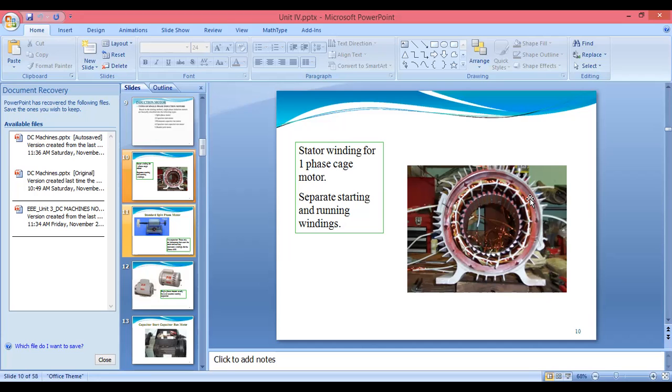In our syllabus, we are supposed to study the construction and working principle of the three-phase induction motor. For that, we are supposed to study the construction of the single-phase and three-phase induction motor. When we are giving the power supply to the three-phase induction motor, these three phases of the winding we can connect in star or delta connections. Star means what? It will look like a star.